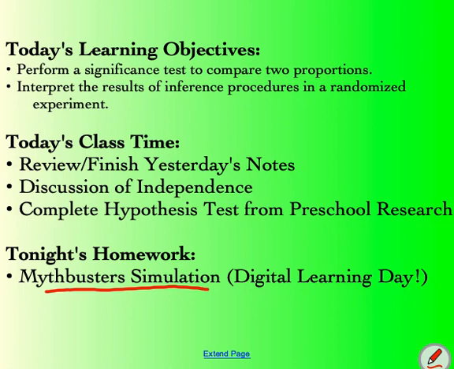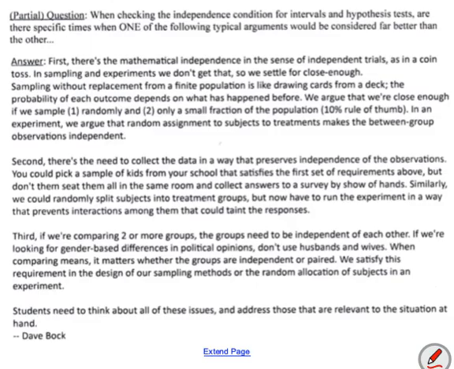Let me know. So if you go to the notes that I passed out yesterday, there's this quick blurb that actually came out in the AP listserv that I belong to. It's a clearinghouse for people to ask questions, and some smart folks check in on that every once in a while and write some really nice replies to common questions. And the question that prompted this response is this one here: when checking the independence condition for intervals and hypothesis tests, are there specific times when one of the following typical arguments would be considered far better than the other?